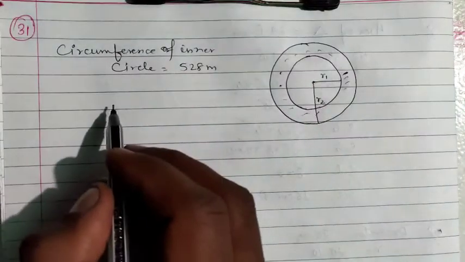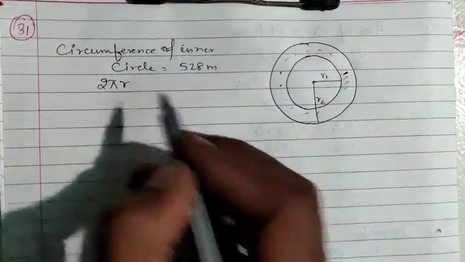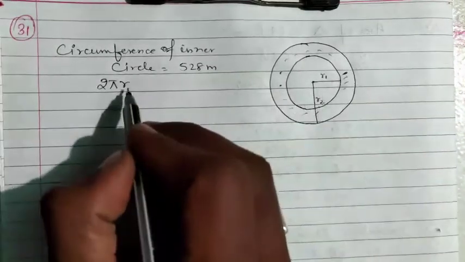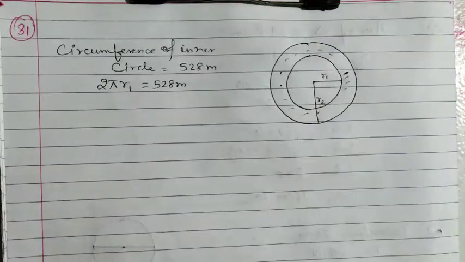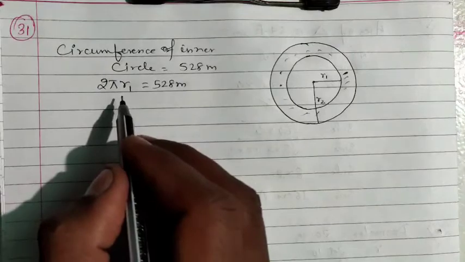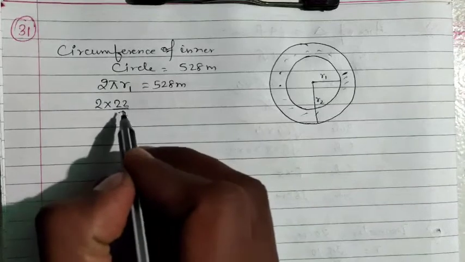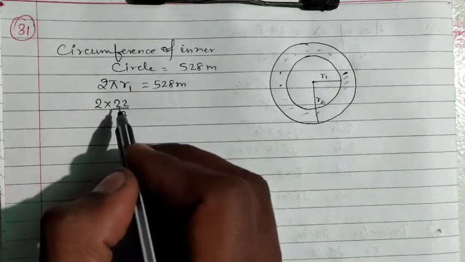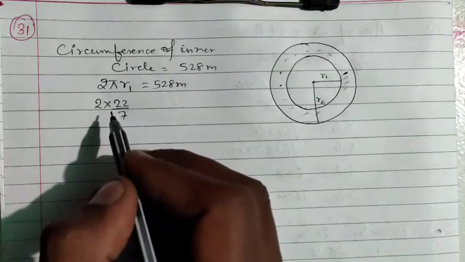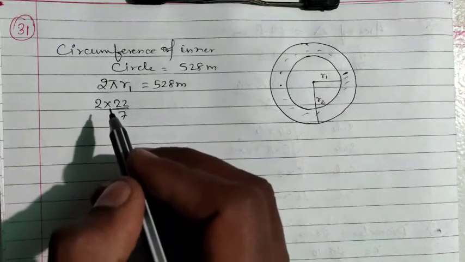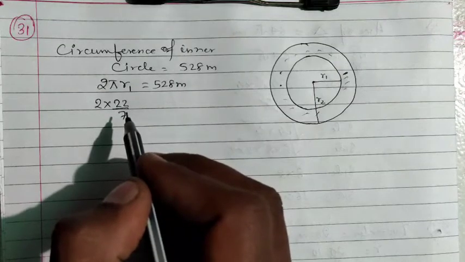Now as we have just studied that circumference of circle is 2 pi r. Since we have taken the radius as r1, so we will write here 2 pi r1 is equal to 528 meter. Now we will calculate the value of r1, that is radius of inner circle. Now in place of pi we will write 22 by 7, since as we have discussed just now that pi has two values, one is 22 by 7, and when we divide 22 by 7 we will get 3.14. So we can use any of the values. It's better to use 22 by 7, and instead it is said to use 3.14.